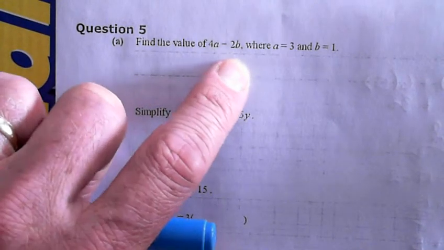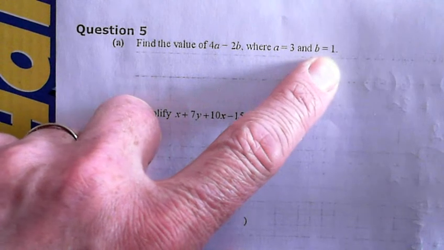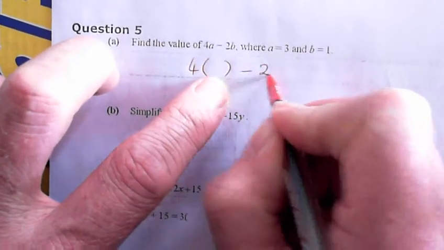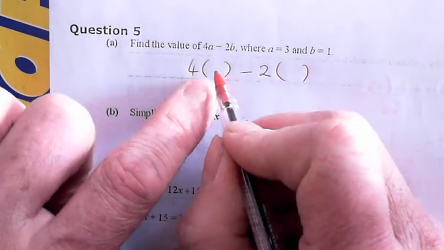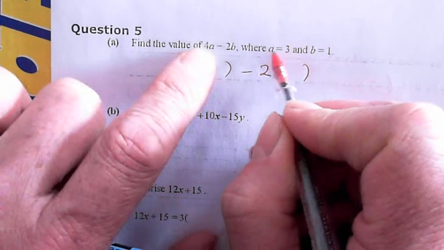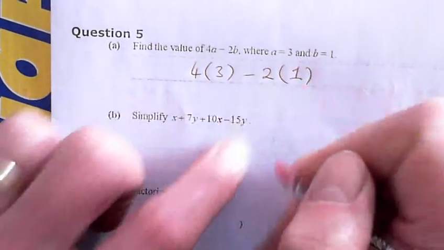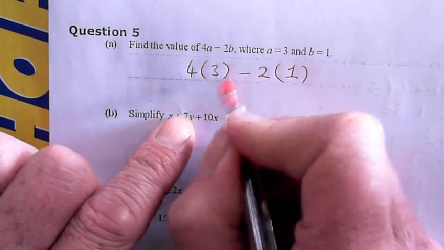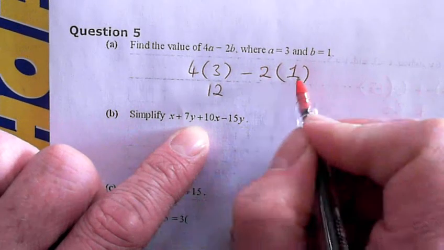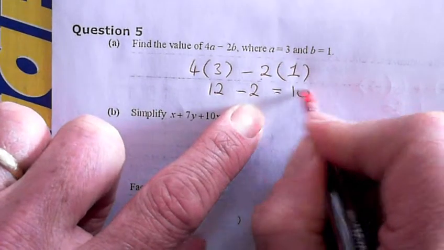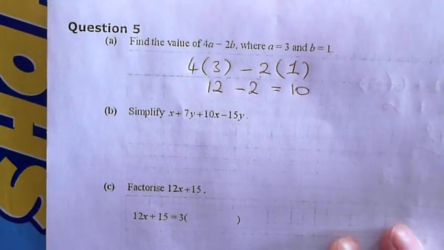Find the value of 4a minus 2b when a is equal to 3 and b is equal to 1. So write down the sum first, replacing a with brackets and b with brackets. Replace a with 3. Replace b with 1. 4 3s are 12. Minus 2 times plus 1 is minus 2. 12 minus 2 is 10.